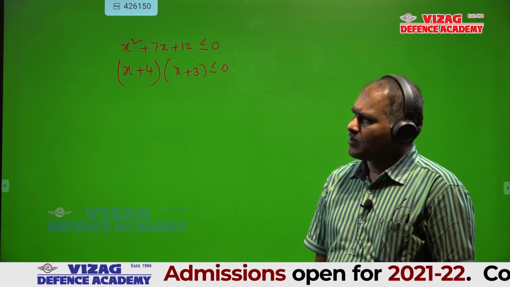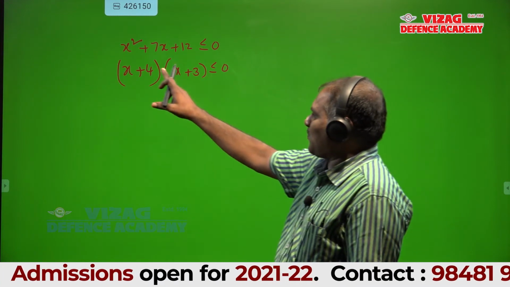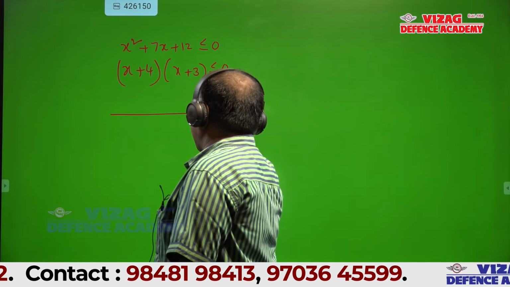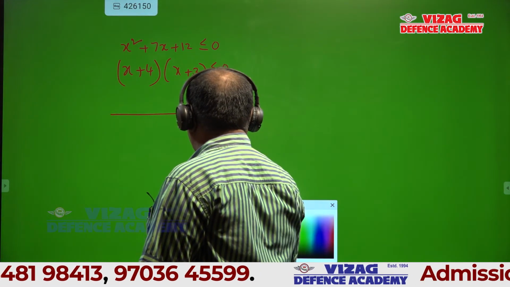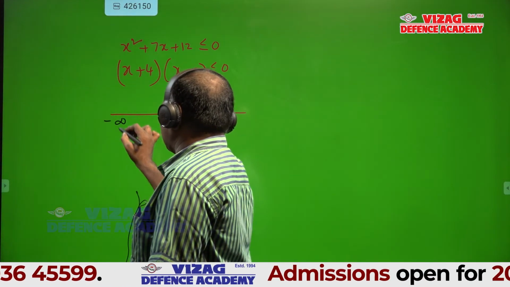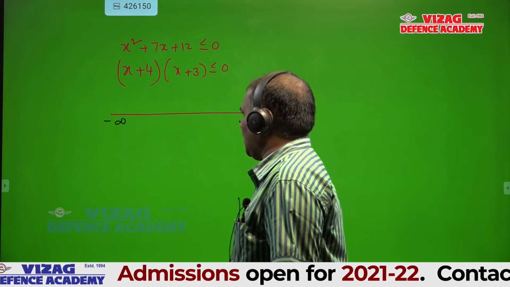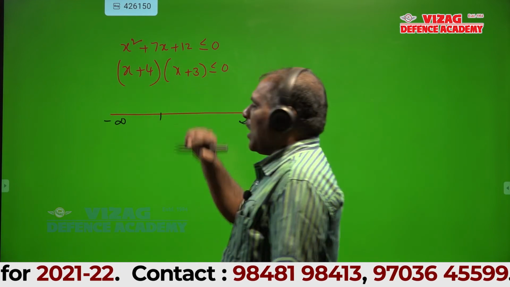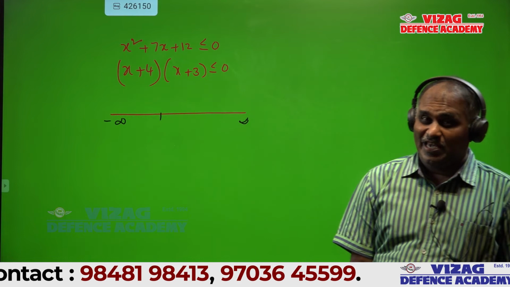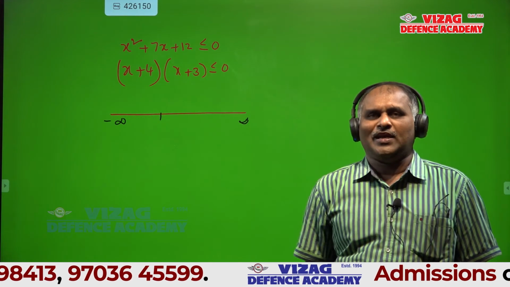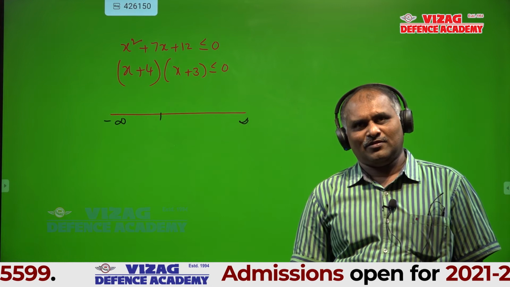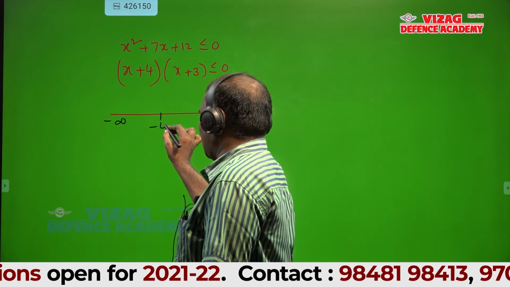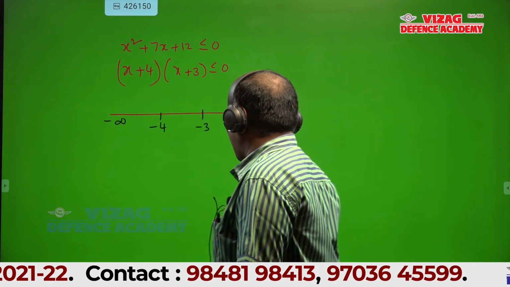Wait. x plus 4 into x plus 3 less than or equal to 0. On the number line, from minus infinity to plus infinity, what are the roots? One is minus 4, another is minus 3. Which is the smaller number, minus 4 or minus 3? Minus 4 is the smaller number. Here minus 4, here minus 3.